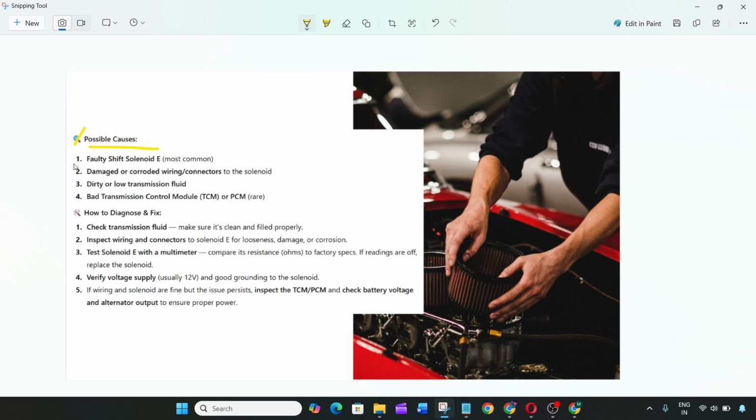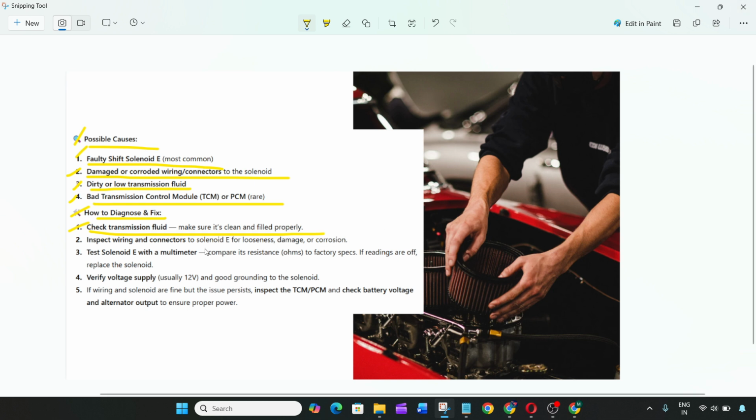Possible causes: 1. Faulty shift solenoid E, most common. 2. Damaged or corroded wiring connectors to the solenoid. 3. Dirty or low transmission fluid. 4. Bad transmission control module, TCM or PCM. Rare. How to diagnose and fix?